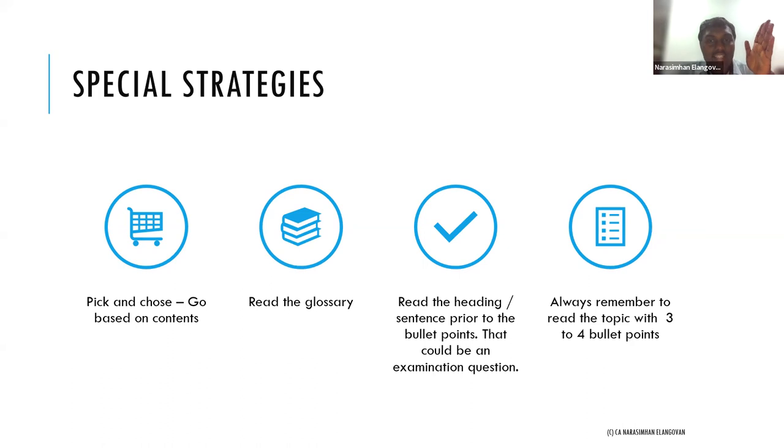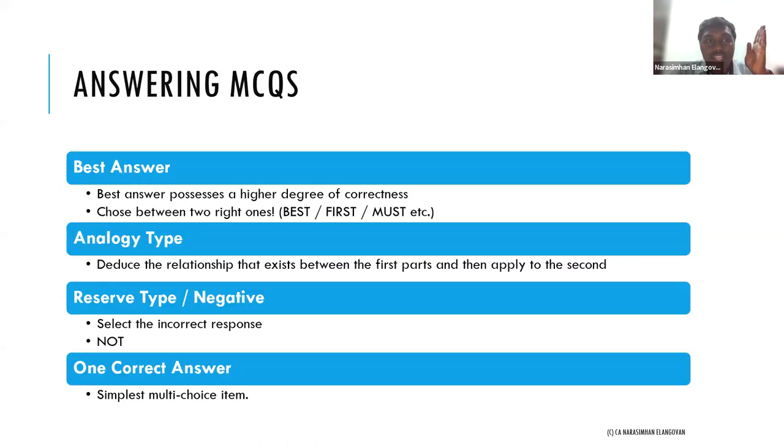So read the heading sentence prior to the bullet point. That could be an examination question. Always remember the topic with 3 to 4 bullet points. Very, very handy. Now comes the most important thing.